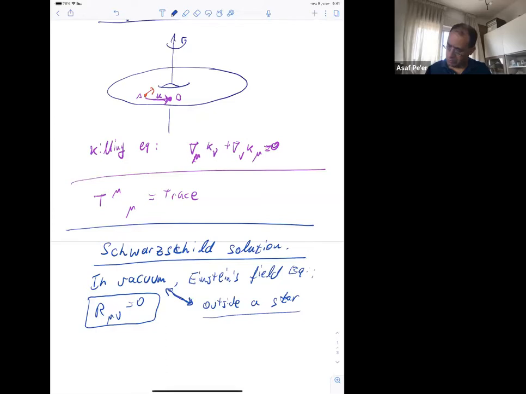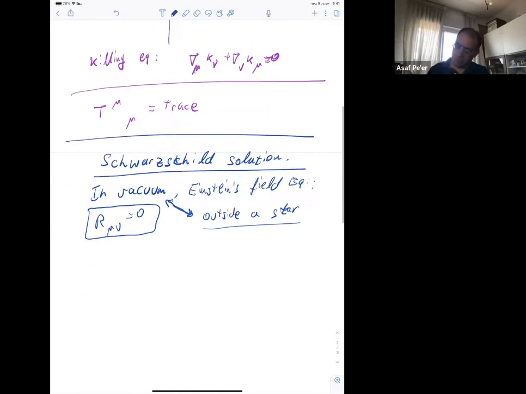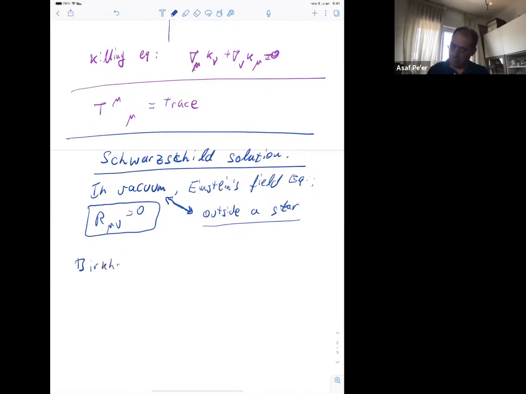So this is really the equation we're going to solve: R mu nu is equal to 0. Now, there is a theorem called Birkhoff's theorem, which basically proves that the Schwarzschild solution is unique, the only spherically symmetric solution to Einstein's equation. I'm actually going to give you most of the proof. I'm just telling you what I'm going to do. It's called Birkhoff's theorem.